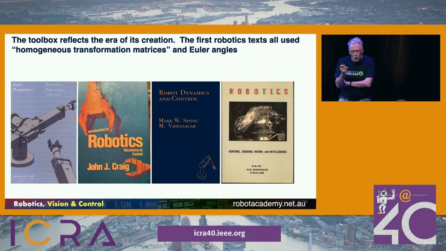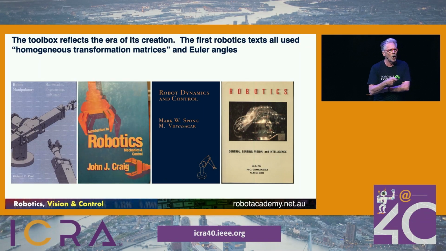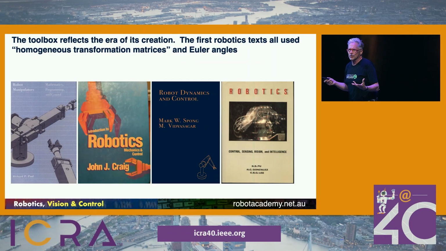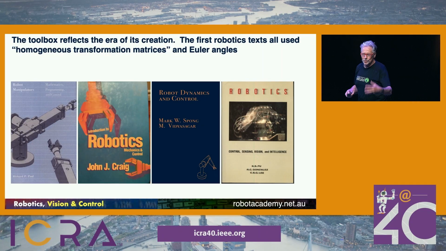I would also say that the toolbox reflects the era in which it was created. The very first generation of robotics textbooks, which are shown there, did everything in terms of homogeneous transformation matrices, which today we call an SE3 matrix. So today we have a richness of representations that we use in robotics: screws, matrix exponentials and quaternions. But back when I started, the books that I learned from were 4x4 matrices and Euler angles. It was kind of impoverished. And so over time, the toolbox has grown all these extra representations and the conversions between the different representations.